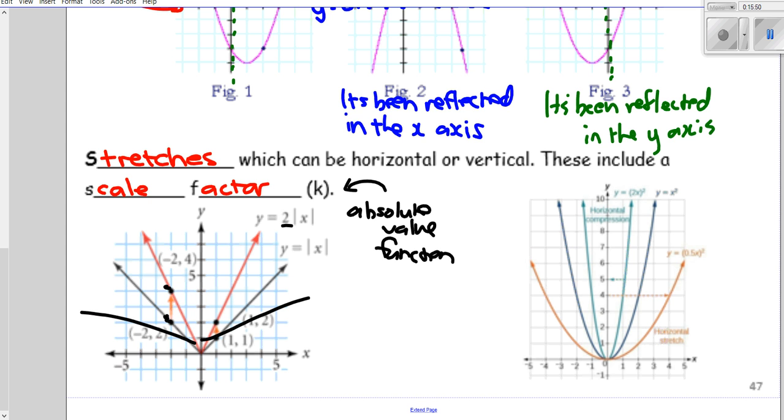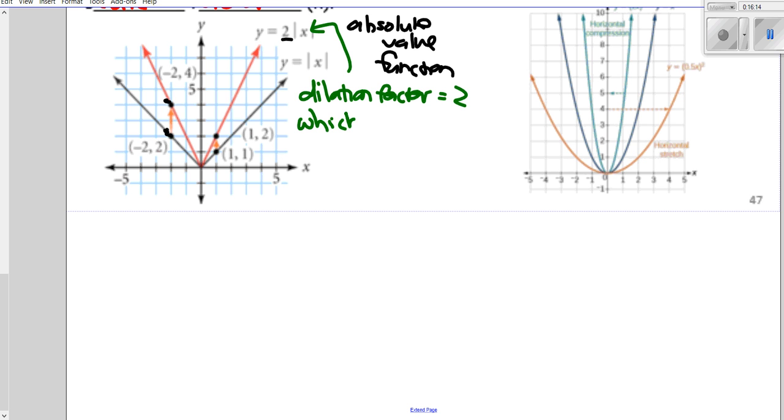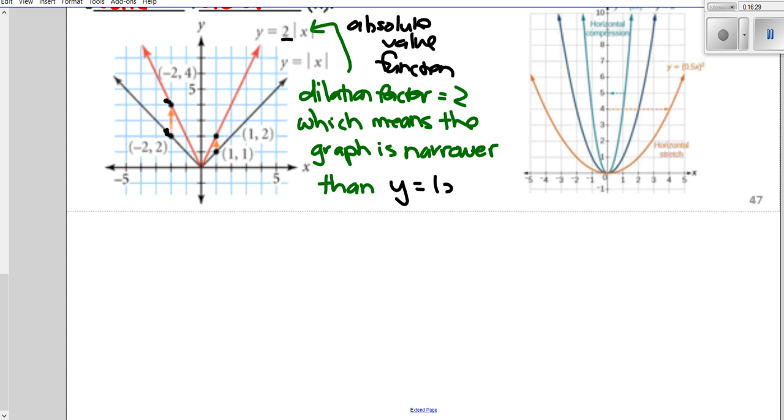Miss Renee, can we make that into the middle? Yeah. So I'll say the dilation factor equals 2 for this particular one, which means the graph becomes narrower than the original function, which was y equals mod x.